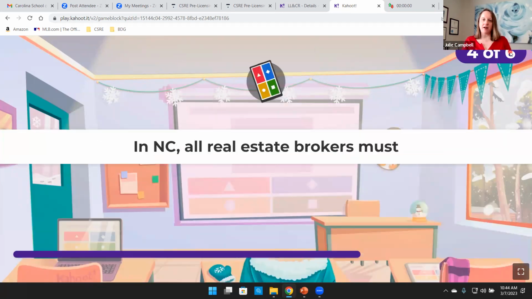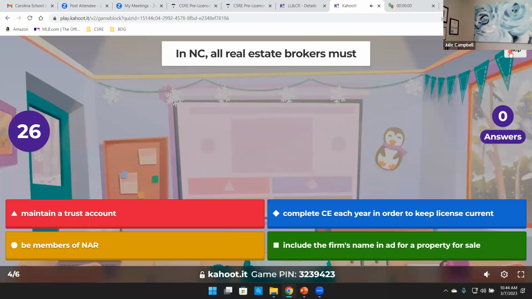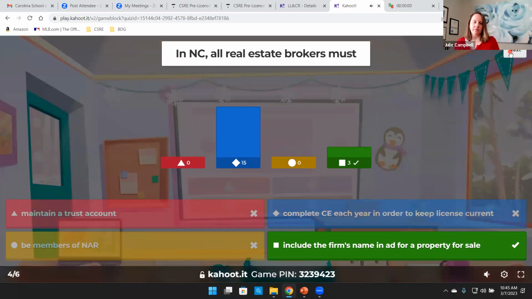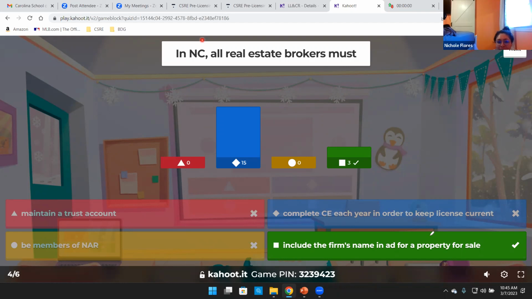Question number 4. In North Carolina, all real estate brokers must. I need somebody to tell me what's wrong with the blue one. Anybody? To keep the license current, you don't need CE. It's that word, current. A current license has everything to do with paying the fee. It has nothing to do with education.